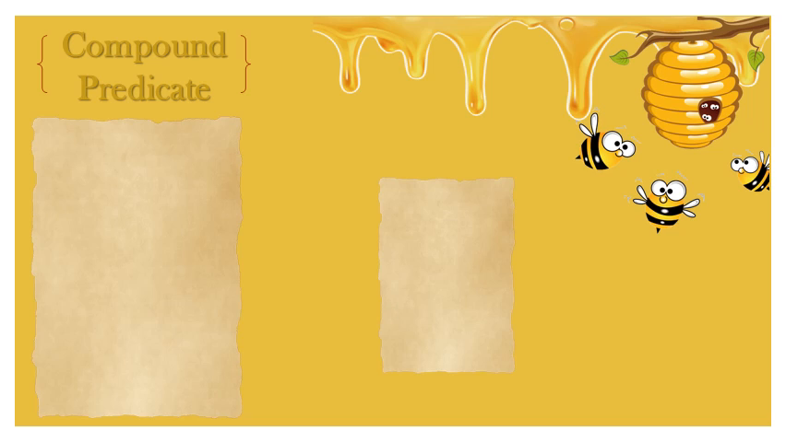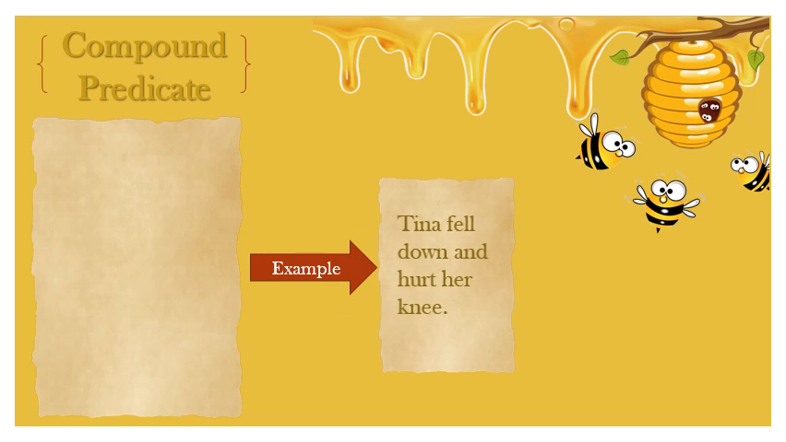Compound predicate. Now let's see what we are going to learn about compound predicates. Do you think it's similar to the compound subject? Let's see. Let's take the example first. Tina fell down and hurt her knee. First of all, whom am I talking about here? I'm talking about Tina. Tina is the subject. Forget about it. Let's look at the predicate. What is the complete predicate? Fell down and hurt her knee.